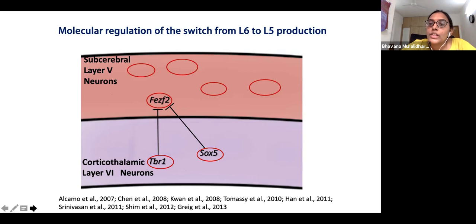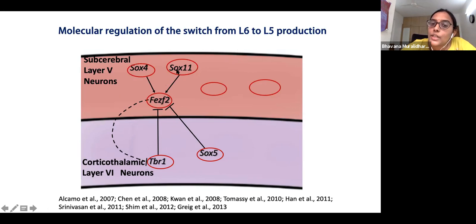But at the onset of layer 5 production, two other SOXs, SOX4 and SOX11, literally knock off SOX5 from the promoter and the enhancer region of FEZF2 and activate FEZF2. Now, what does this do? Activation of FEZF2 in turn goes back and represses TBR1. Which means now the switch has been effected. Once you repress TBR1, TBR1 is no more able to repress FEZF2.